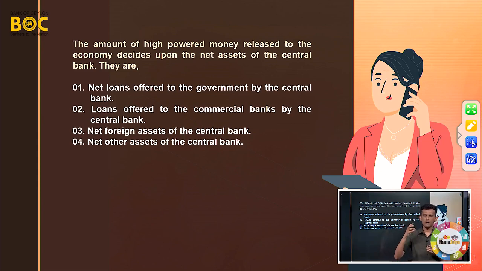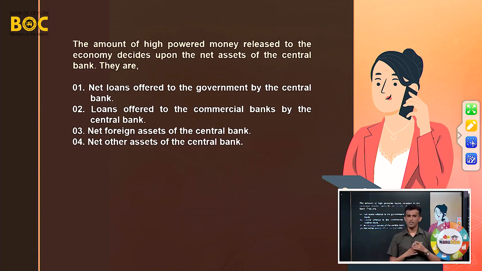So, the total amount of net assets the central bank has acquired as at a given point of time decides the amount of high-powered money they have released to the economy as at this given point of time. So, therefore, the net loans offered to the government by the central bank, the loans offered to the commercial banks by the central bank, and then the net foreign assets acquired by the central bank, also the net other assets acquired by the central bank decides the amount of high-powered money of the economy.